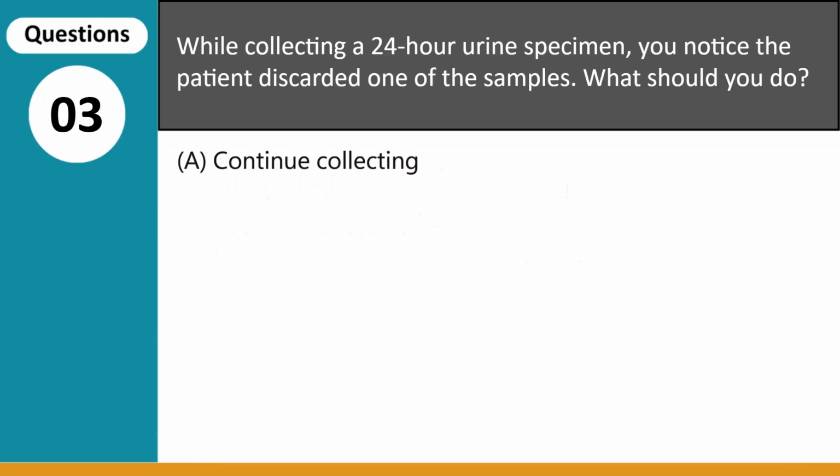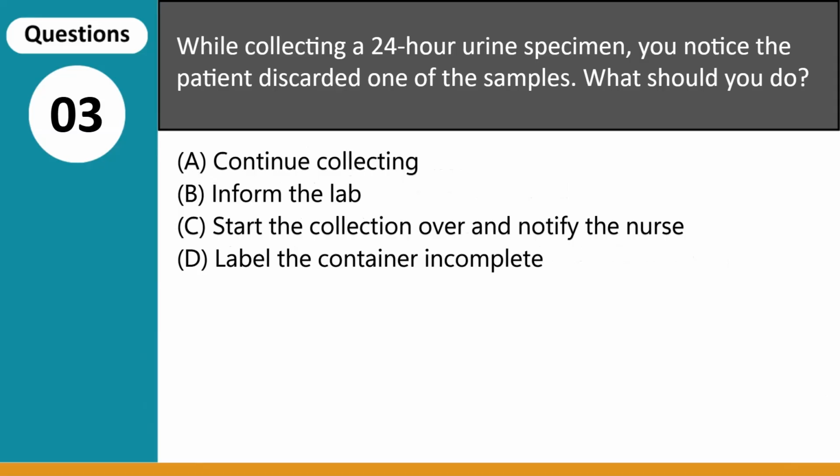While collecting a 24-hour urine specimen, you notice the patient discarded one of the samples. What should you do? A. Continue collecting. B. Inform the lab. C. Start the collection over and notify the nurse. D. Label the container incomplete.